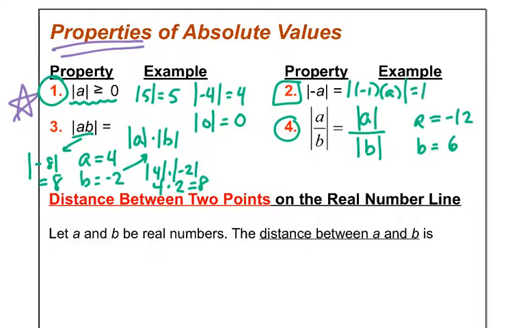So that's the same thing as the absolute value of negative 1 times the absolute value of a. Right? Oh, what's the absolute value of negative 1? Just 1, right? So you become 1 times the absolute value of a, and that's what you get. So the absolute value of negative a is the same thing as the absolute value of just positive a.